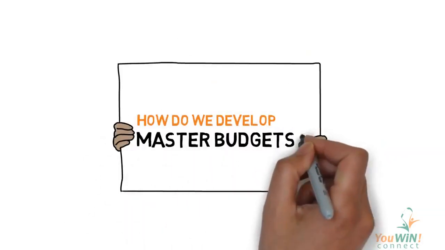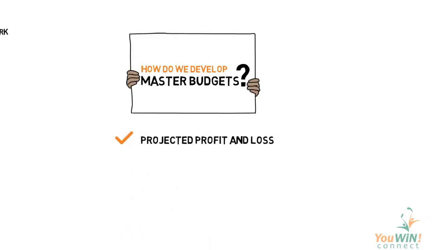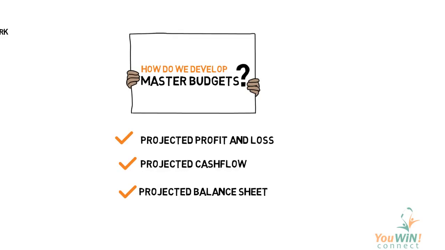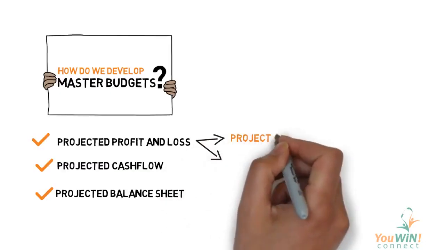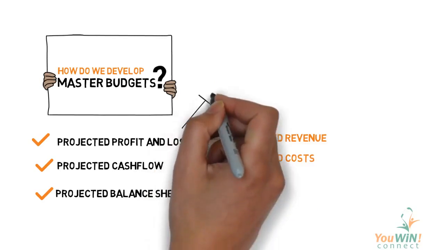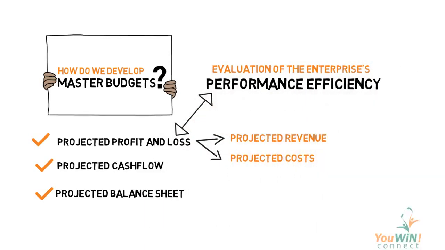How do we develop a master budget? A master budget is a budget that comprises a projected profit and loss or income statement budget, projected cash flow, and also a projected balance sheet. A projected profit and loss, which is one of the components of a master budget, is basically in two parts: projected revenue and projected cost. The figures presented in this projected report refer to the sales budget and the budget of related costs. The projected profit and loss statement or projected income statement provides a basis for the evaluation of the enterprise's performance efficiency. These projections are useful for management to evaluate whether the objectives set have been achieved or not.